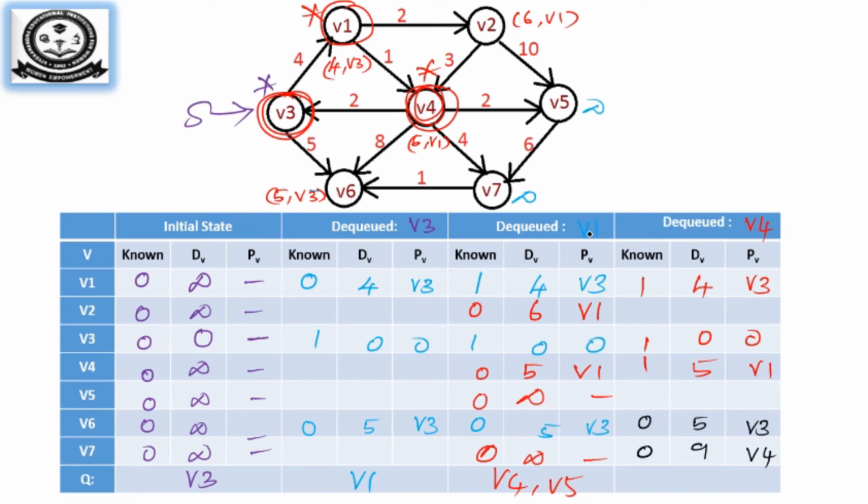Still it is not marked. From V4 I can go to V5 with a distance of 7. So you can write it over here like 9 comma V4, and here the distance will be 7 comma V4. So V5 is getting updated with 7 from V4. Still it is unvisited. So here I am making 0, 6, V1.